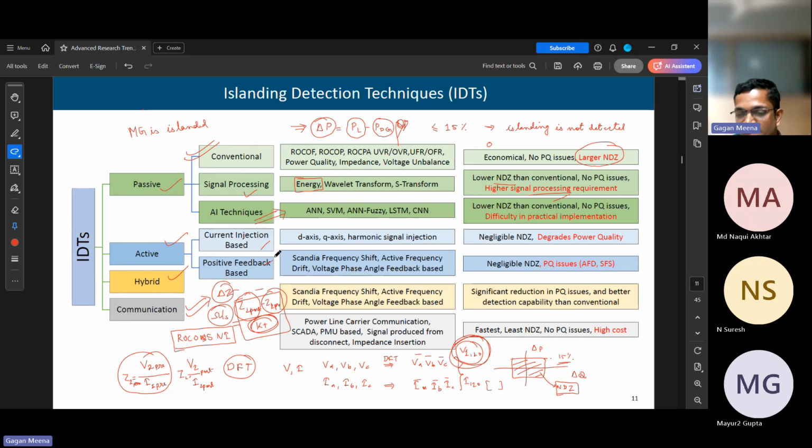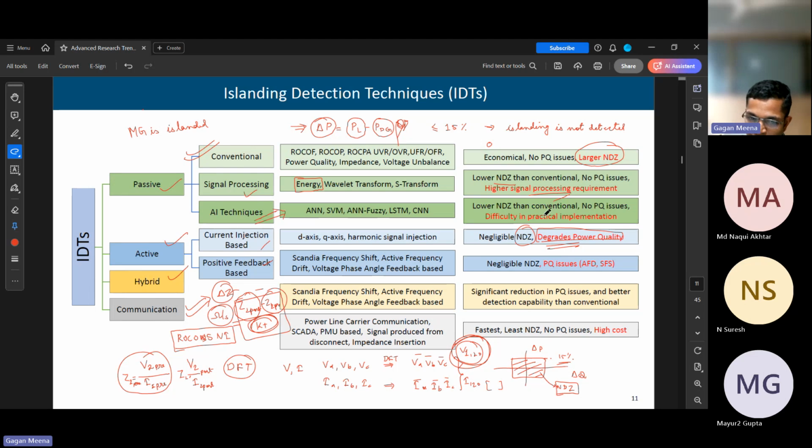These are the two options available here. Because we are injecting some disturbance into the system, it will affect the power quality. If we are continuously doing the same thing, it will impact power quality. That's why, in comparison to the passive techniques, these are not good in terms of power quality. Although their NDZ is very small or negligible, degradation of power quality is a major challenge.